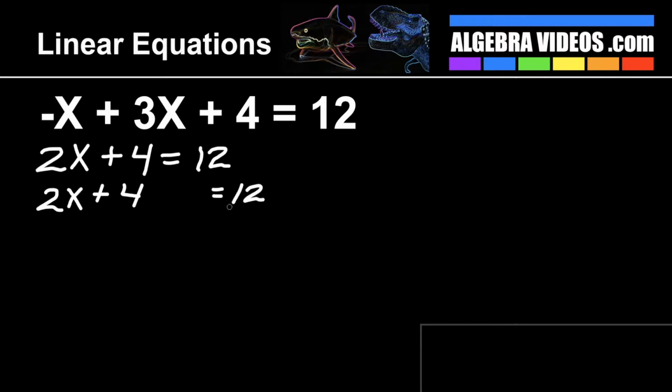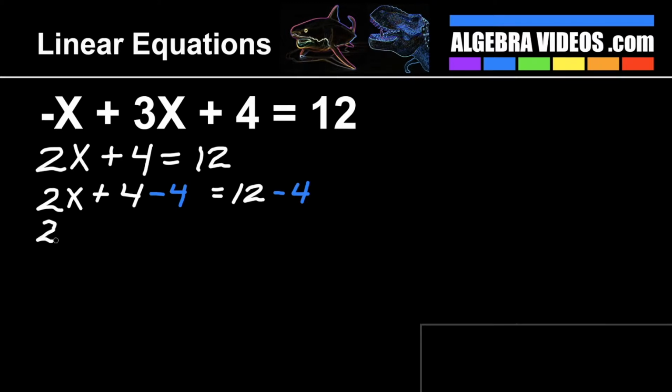So to get rid of the 4, I'm just going to subtract 4. There's a 4 there, so I'm going to subtract 4. And anything you do to one side, you have to do to both sides. So I'm going to do a minus 4 here, subtract 4. And since I did it to the left side, I have to do the exact same thing to the right side of the equation. So now, let's simplify again.